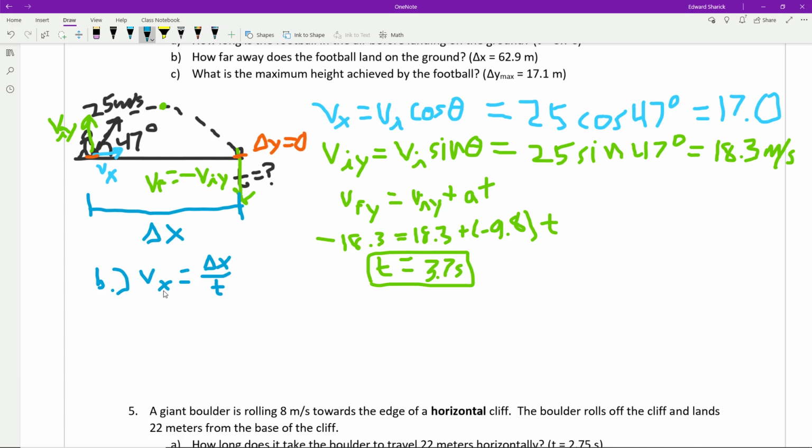So all I do is I use my value for Vx from here, and I plug it down into here, which gives me 17. And delta x is my unknown, so I leave that as delta x, and I plug in the 3.7 seconds that I just found here. And so I'm going to do delta x equals 3.7 times 17, which is going to give me the 62.9. That's the answer for that part.